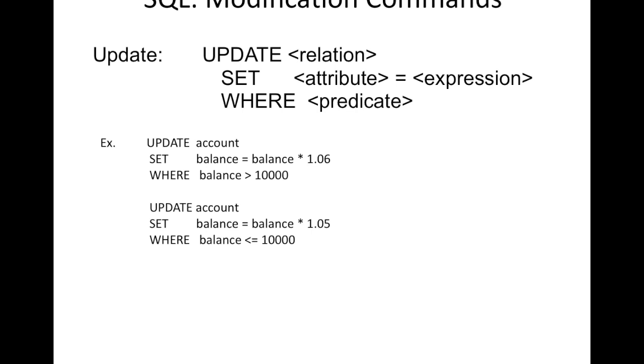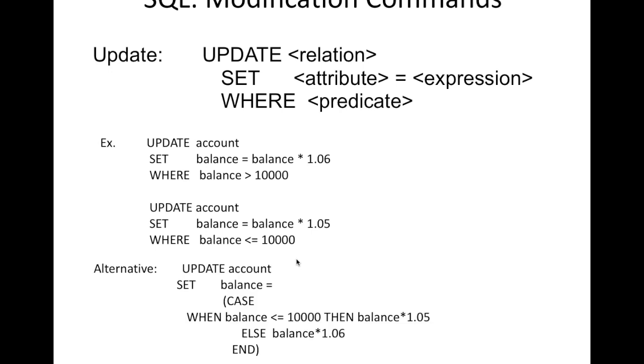All right, so we'll continue with update. Update notification commands, usually every update comes with a set. So update table name, set attribute equal to a certain expression, and you have the where clause. Okay, so update account, set balance equal to balance times, let's say 1.06, where balance is greater than 10,000. This is another update here where balance less than or equal 10,000. So these are two different update statements.